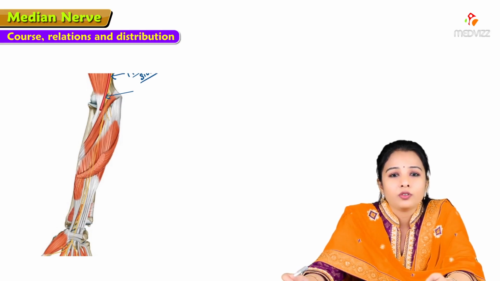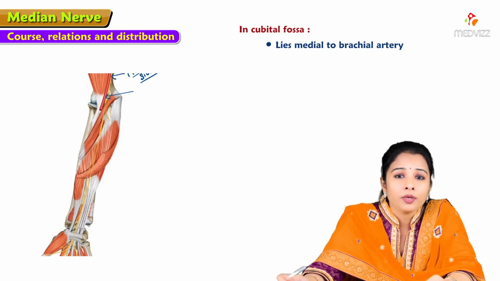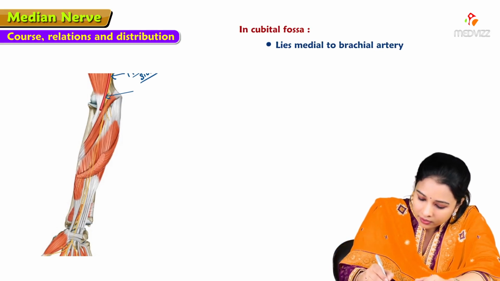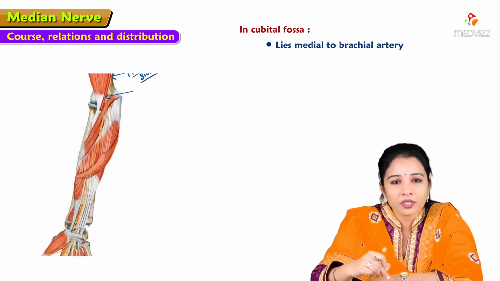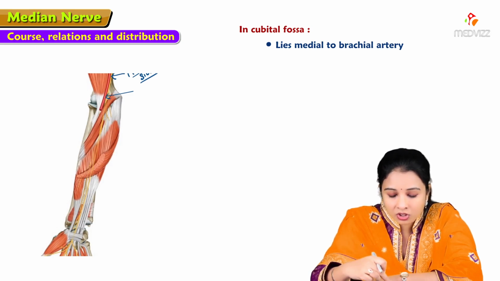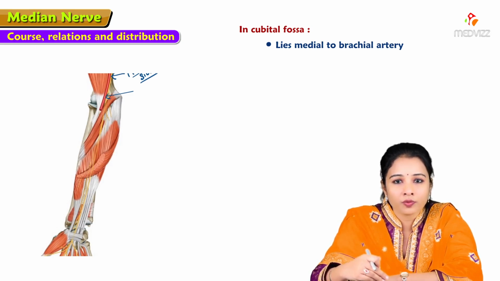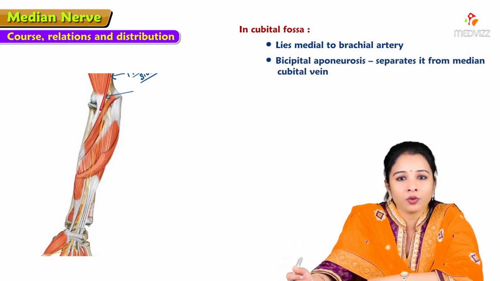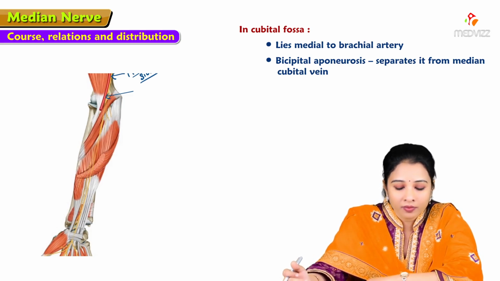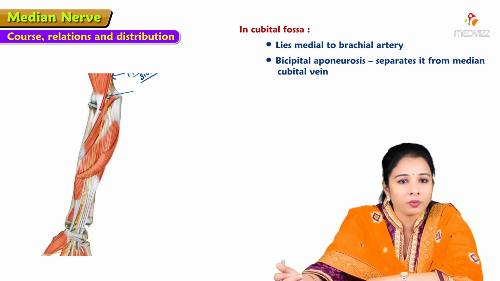So in the cubital fossa, the median nerve lies medial to the brachial artery. So it is medial to the brachial artery. In this particular picture, bicipital aponeurosis is not there because it is removed. So here the bicipital aponeurosis is removed, which separates the median nerve from the median cubital vein.